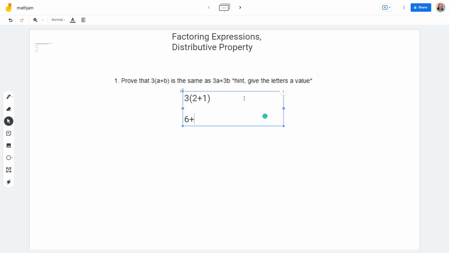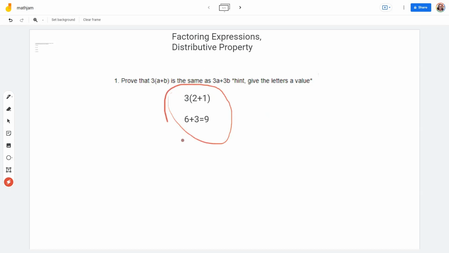So now we've got 6 and then 3 times 1, because remember, whatever you do to one side, you have to do to the other. So 3 times 1 is 3. And that gives us 6 plus 3 to equal 9. Okay, so that's what it would look like if you gave these letters, this a and b, a value of 2 and 1. You'd be able to prove it by showing that problem right there. All right, let's see what else we have going for us here.